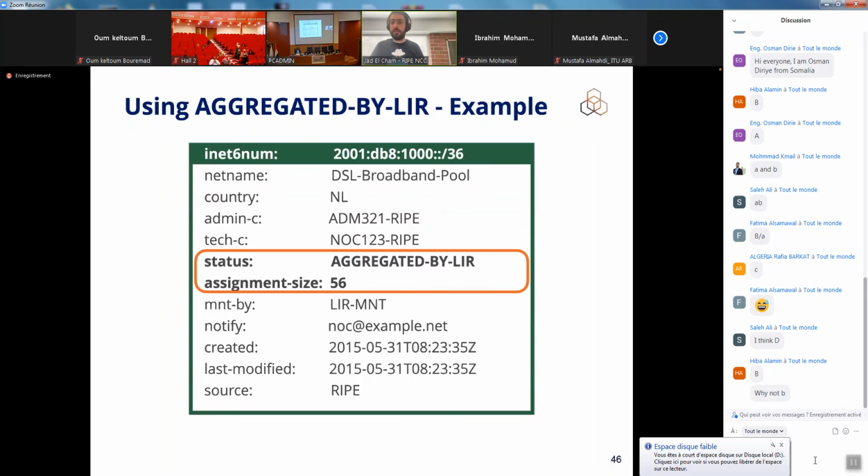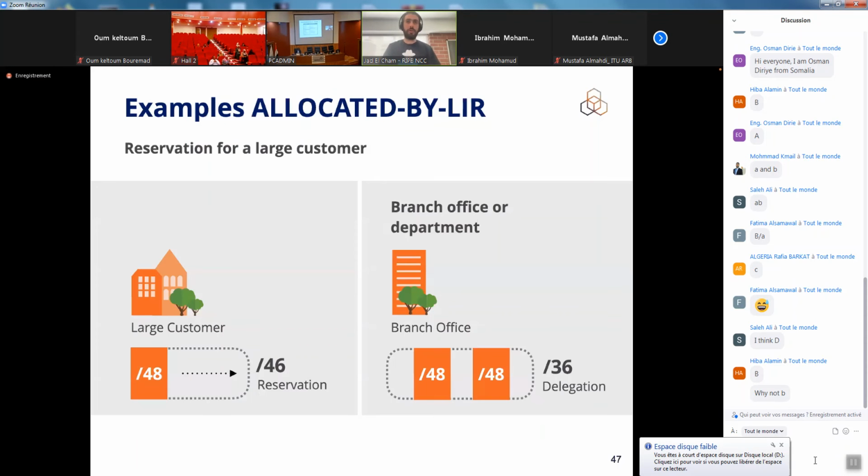This is how you can represent it in the RIPE database. It's exactly the same thing. The status changes, but also you need to put the assignment size. Why? Because we need to know, when somebody is querying the RIPE database, what the individual assignments are. Are they /56? Are they /52? Are they something else? This is important. Okay?